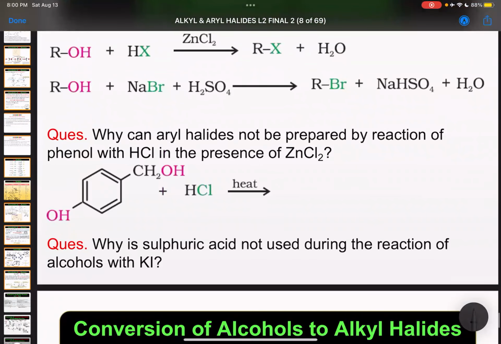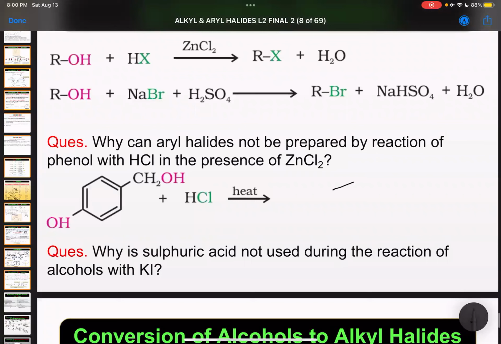So just answer this question quickly. We are running out of time. So what is going to be the answer for this? Yeah. Which OH should I replace by Cl? Is it the upper OH or the lower or both?